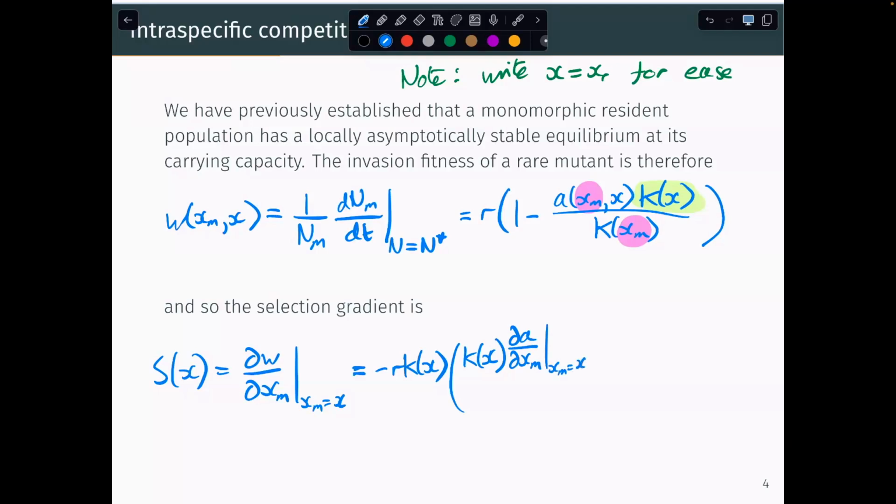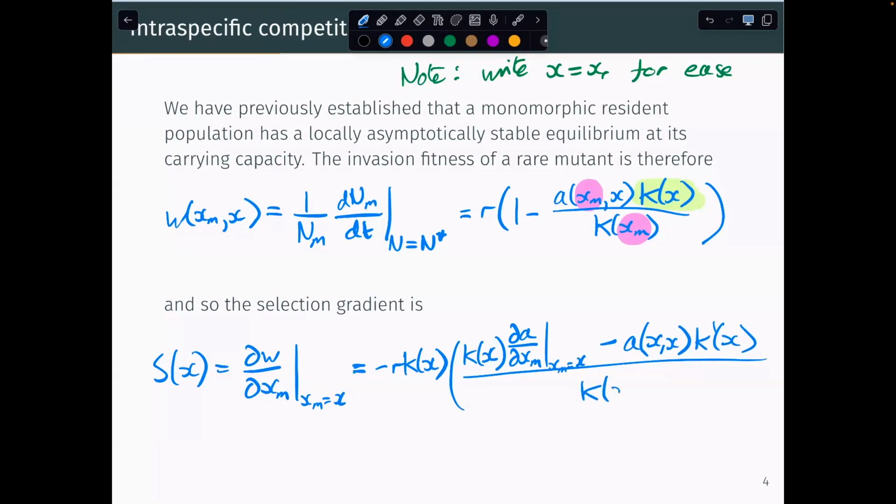And in the second part, we're going to have A. We're going to evaluate this at xm is equal to x. So we have A of x, x. And then we take the derivative of the denominator. So we have K prime of xm. And again, we evaluate this at xm is equal to x. So this is just the quotient rule that I'm doing here. And then divide by what was on the denominator squared. And we evaluate this at x. So K of x squared.